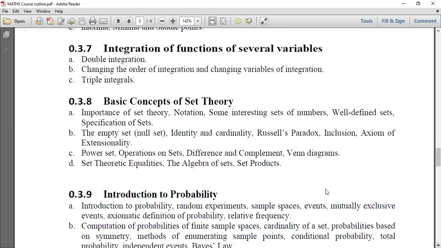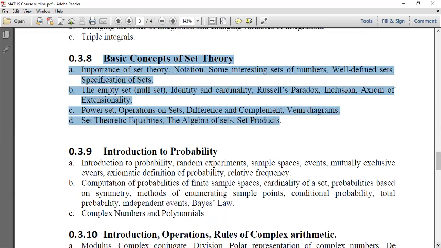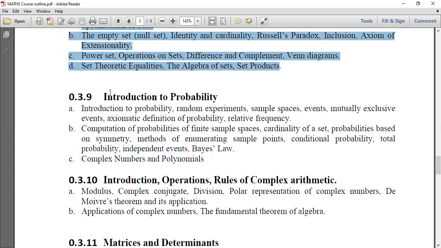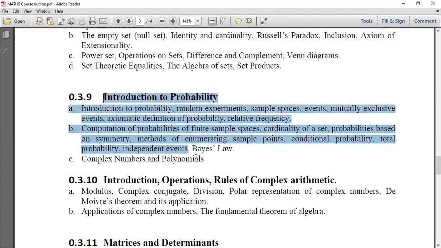In this module, I'm not going to teach set theory, and it's also not going to be examined. I'm also not interested in probability because the biomedical engineering students will do probability together in biostatistics, introduction to biostatistics. So I decided to skip probability because of time.